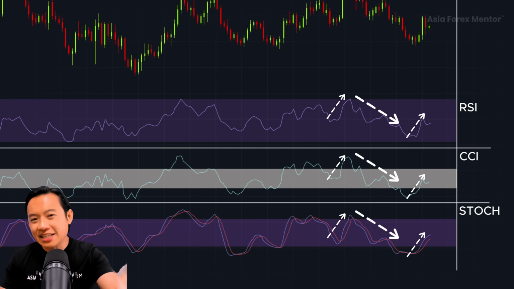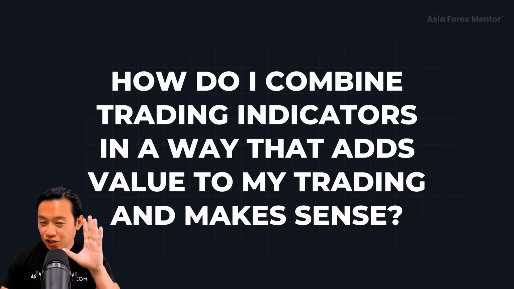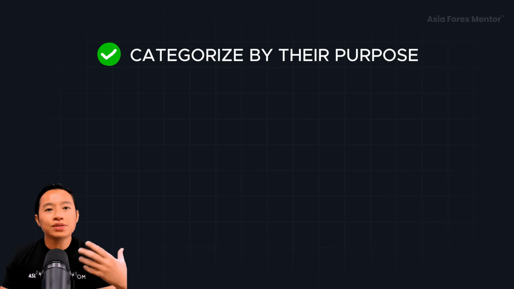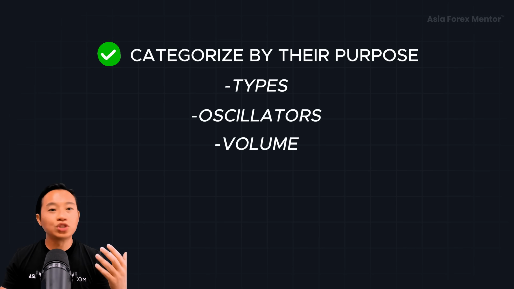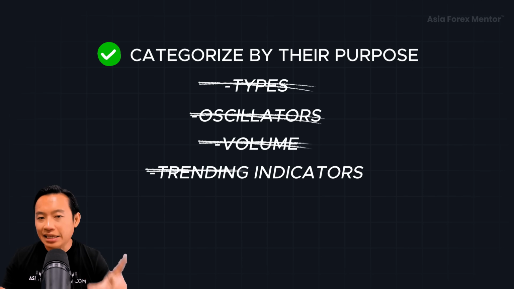So the question is now, how do I combine the trading indicators in a way that adds value to my trading and makes sense? That is the question, and that is what we are going to cover. The way that I do it is by categorizing the indicators based on their purpose. While some people categorize their indicators based on their types, such as oscillators, volume, or trending indicators, I prefer to categorize them by their purpose.